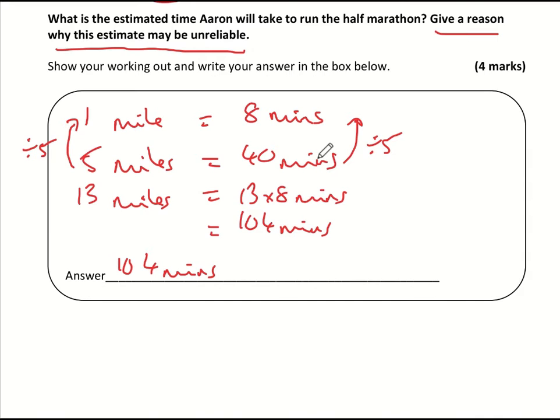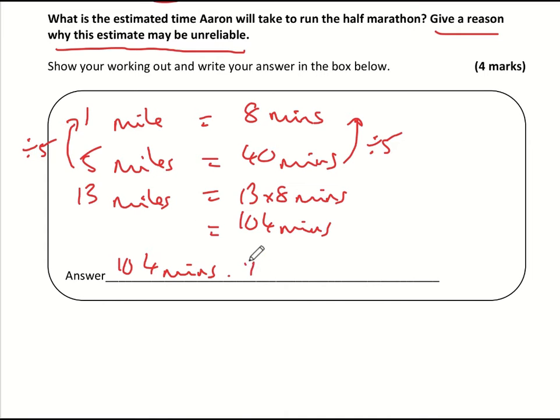Well, just because he can run 5 miles in 40 minutes doesn't mean he can sustain that pace for any longer than that really. He might be going flat out for those 5 miles. His 40 minutes might be his personal best for a 5 mile run.